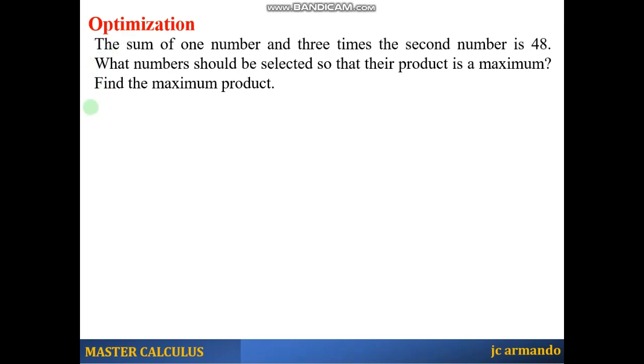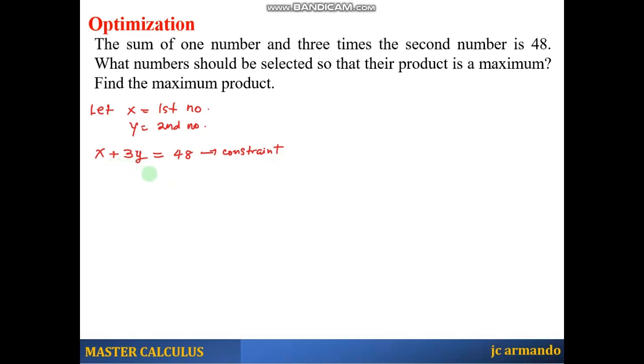So, first, we will represent. Let x be the first number and let y be the second number. Then after that, the sum of the first and 3 times the second is 48. Okay? So ito yung ating constraint. The sum of the first and 3 times the second is 48.